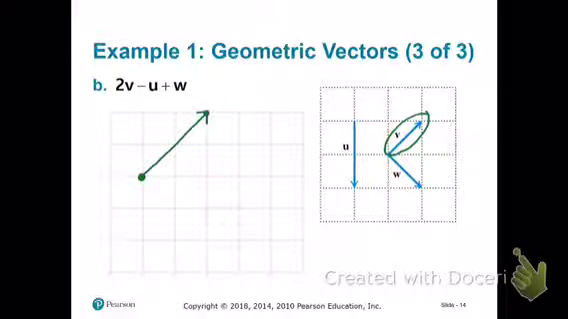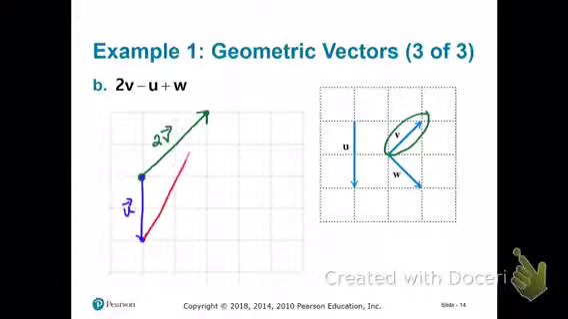Now I want to subtract vector u. Remember subtracting? Oh, let me label this one. Remember, when we subtract, we go back to the initial point, and we're going to draw in vector u. There's my initial point, there's my terminal point. Put my arrow for direction. And remember, when we subtract, our resultant starts from the end of what we subtracted, vector u, and we go back to the terminal point of the first part, the 2v.